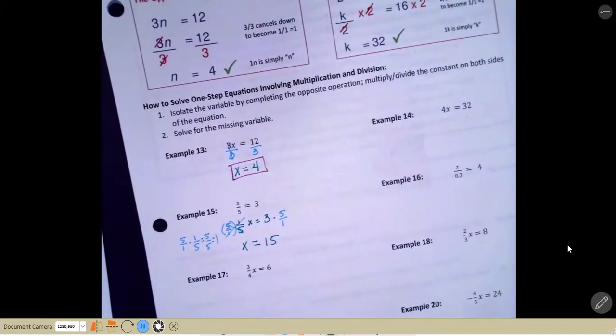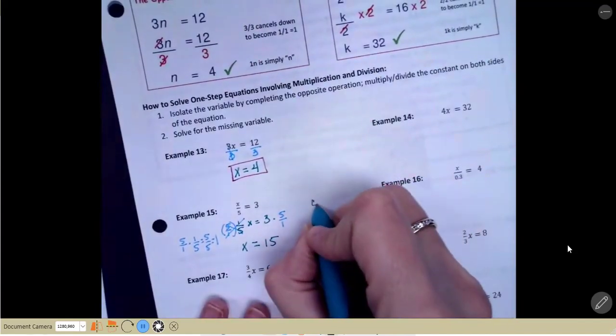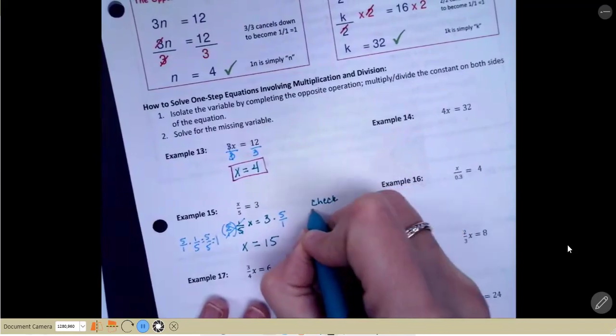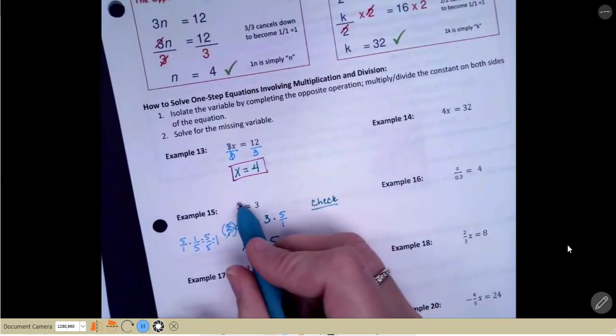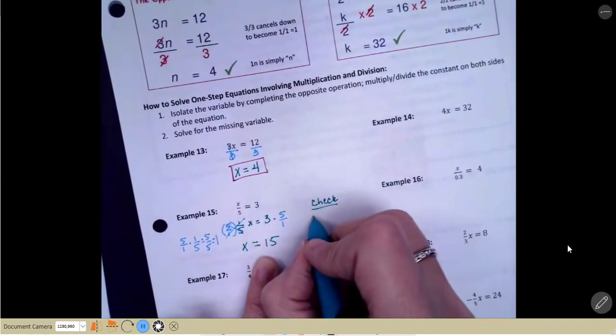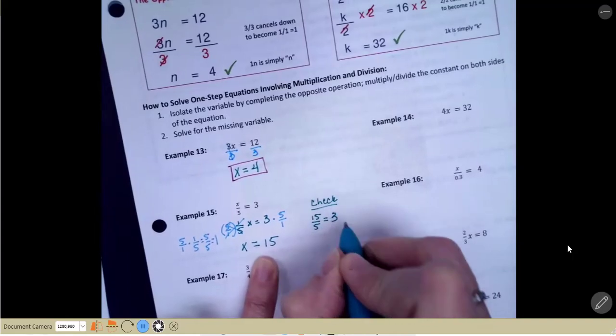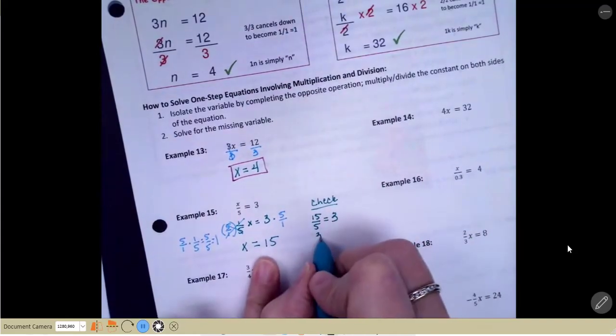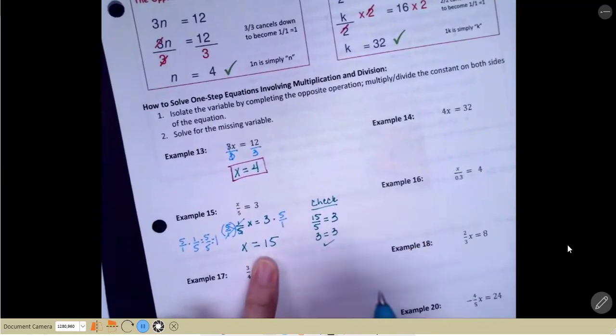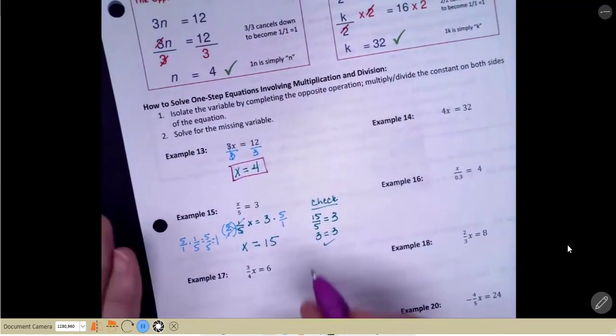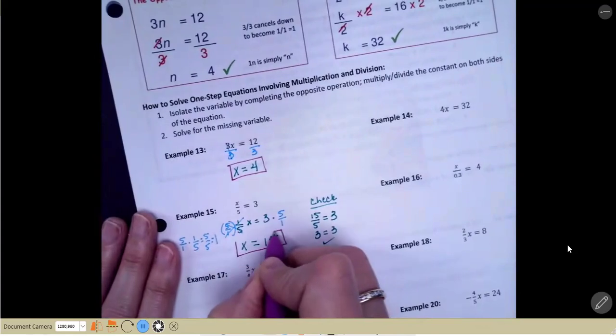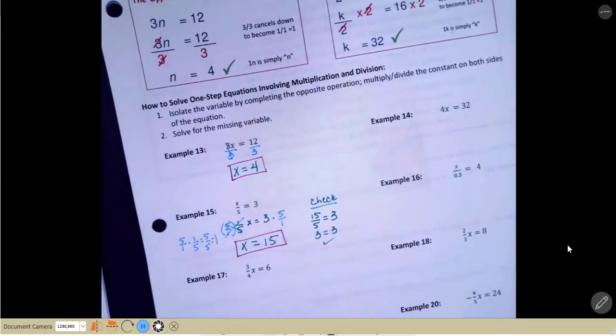Now, if you wanted to check it, you don't have to. You could plug the 15 into where the x is, substitute it, and 15 over 5 does equal 3. Okay, so 3 equals 3, and it checks out. Any questions about that? All right.